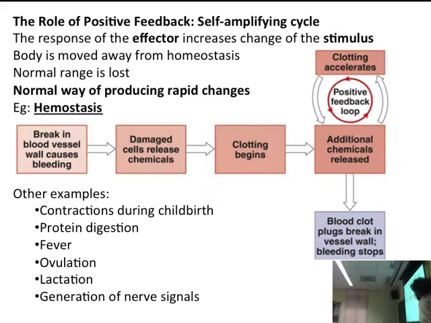Some other examples are childbirth, contractions during childbirth. So when you have a contraction, that makes it so that your body wants to have more contractions, so the more contractions you have, the more you're going to have, and it's a speeding up, a positive feedback thing. Protein digestion in the stomach is the same way. Fever is the same sort of positive feedback. Ovulation, lactation, the milk letdown. So when you begin to have milk let down, it stimulates you to have more and more. It ramps up. Okay.